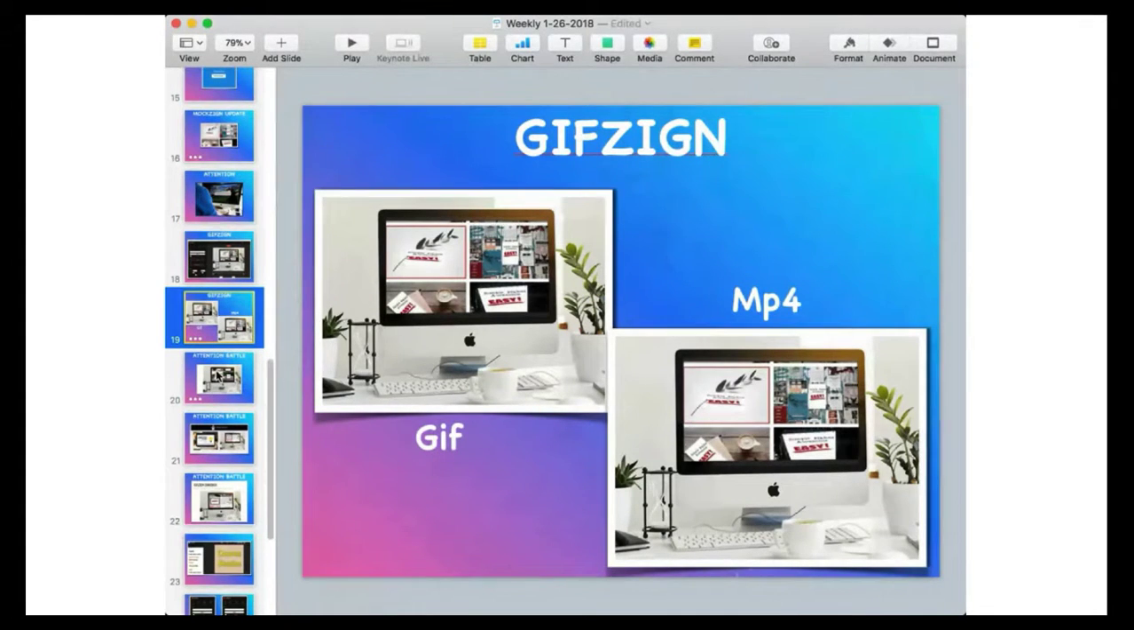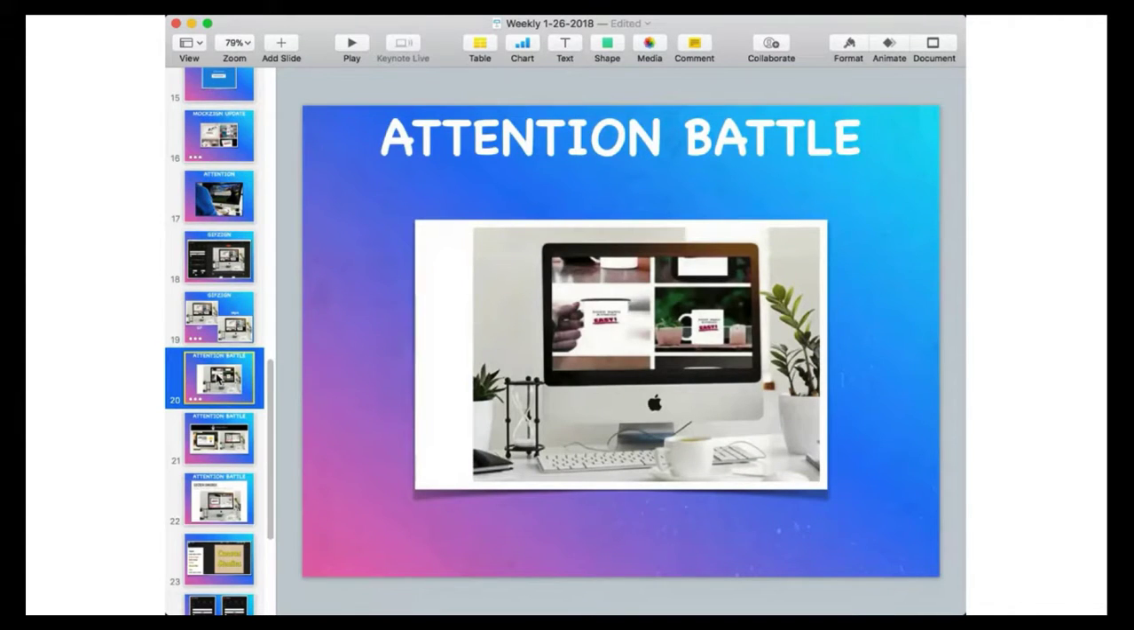But when we're in that battle for attention, sometimes the GIF is better to accomplish the attention than an MP4 is. And we're going to talk about that and illustrate that a little bit today. Now, I can easily create an MP4 in GIFsign. I can also create a GIF in GIFsign, which makes it an amazing tool and gives us lots of flexibility.